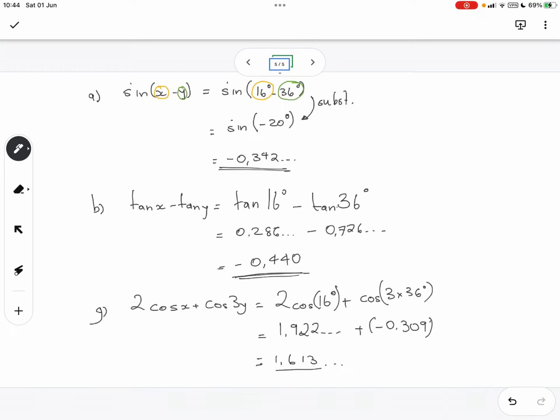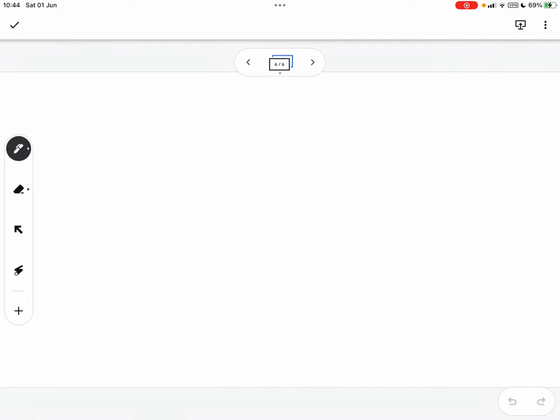Okay, Nobutle, you said you got 1.922 for 2 cos 16, and then you got negative 0.309 for cos of 3 times 36, yeah? All right, and then you subtract the 0.309 from the 1.922, and I think the answer is 1.6 something. All right, cool. So far, how are you finding the calculator use? That's fine, it's proper. And you can link it to the concepts that we're doing.